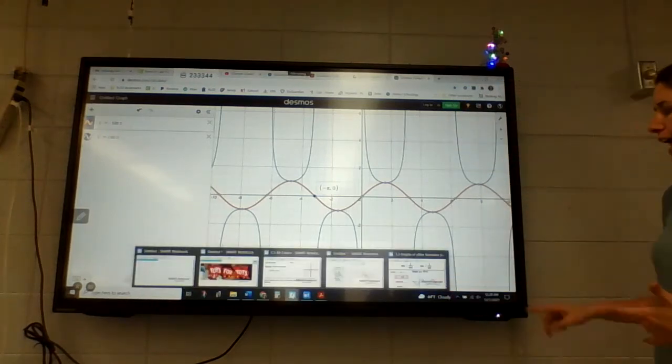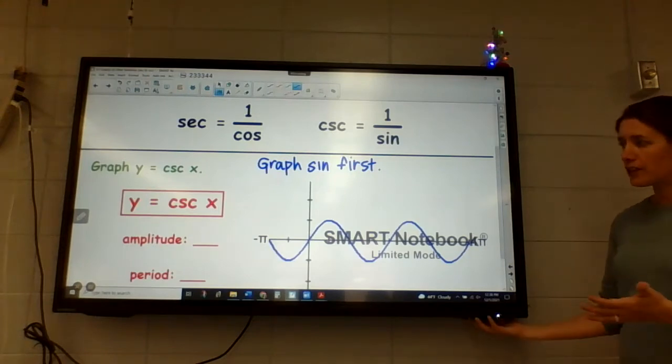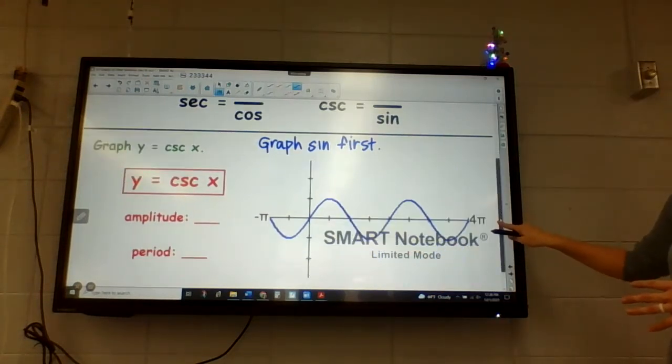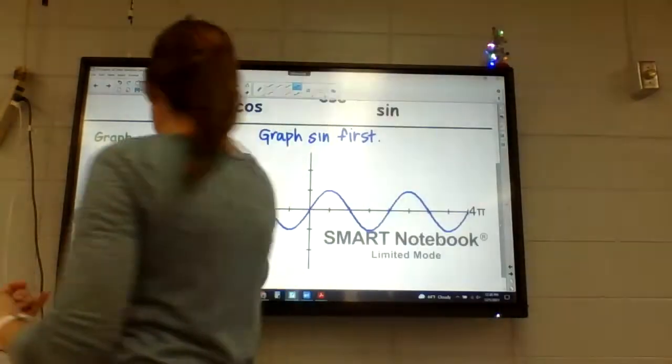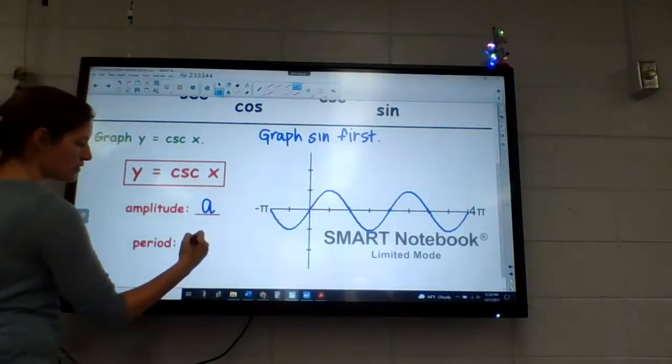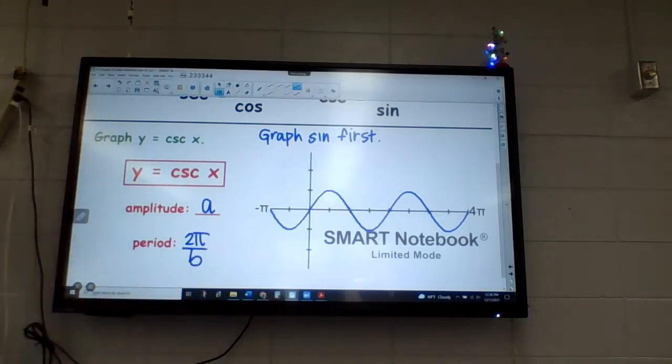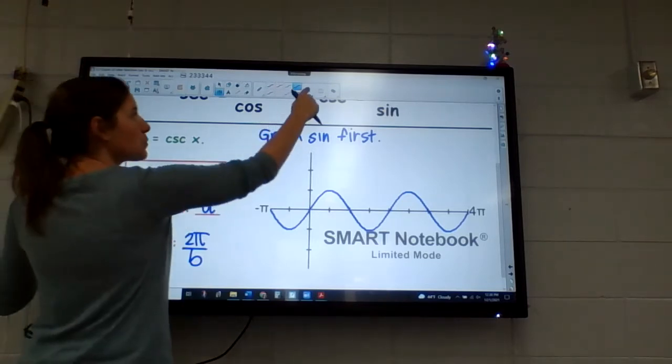If I have my sine graph drawn first, the amplitude and everything with the sine graph still applies here. We're still going to use A and 2 pi over B for my sine graph. Technically, that all goes with sine.